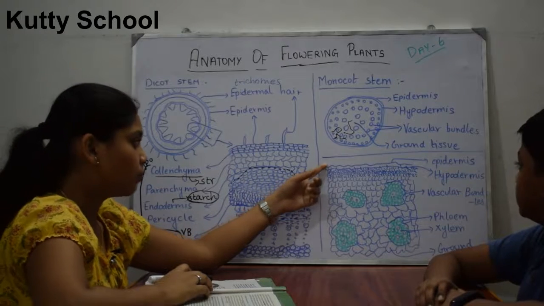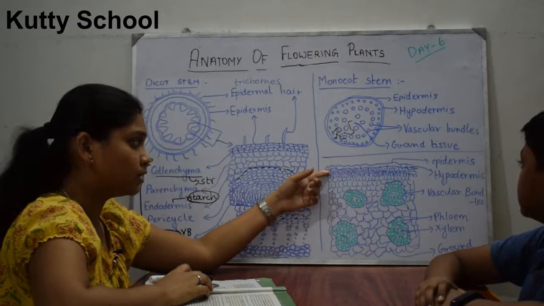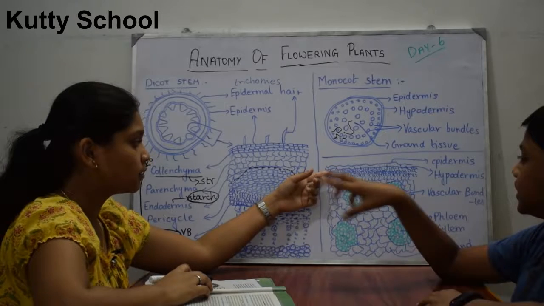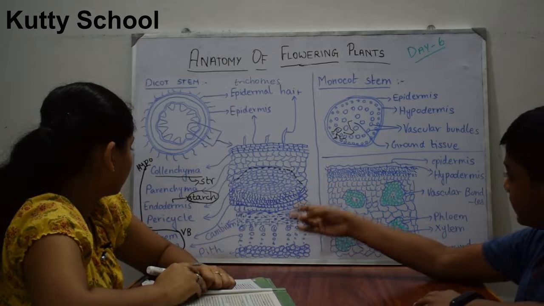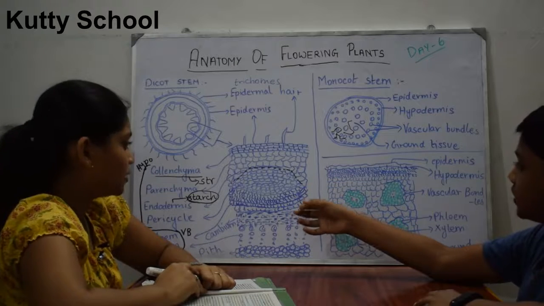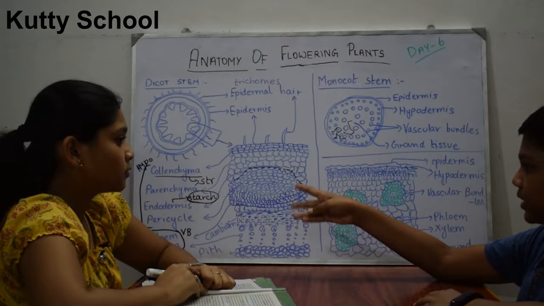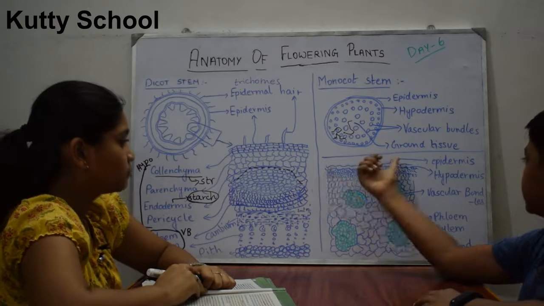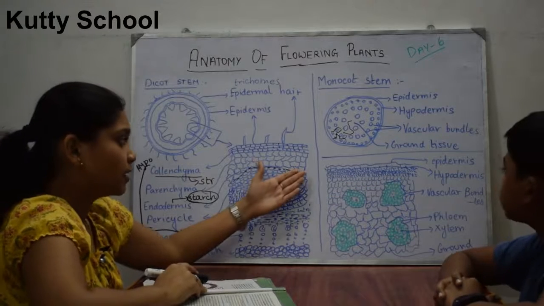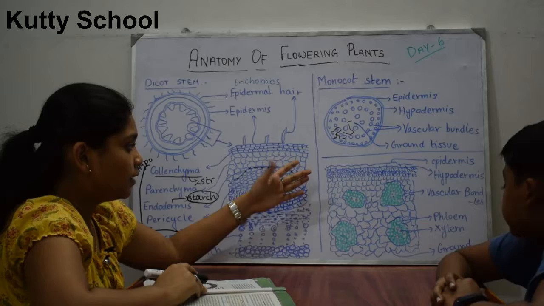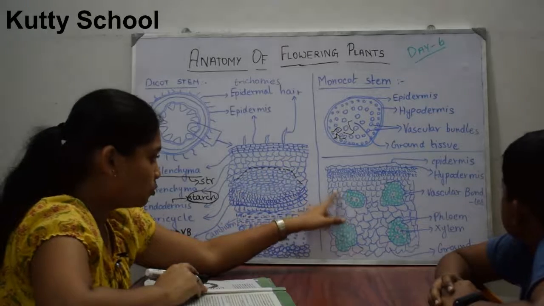The topmost layer is the epidermis, and then the hypodermis, made up of sclerenchyma cells. In the hypodermis, from the layer up to the parenchyma, these four are together known as the hypodermis. In this hypodermis there is only one layer, made up of sclerenchyma cells. And then these are ground tissues.